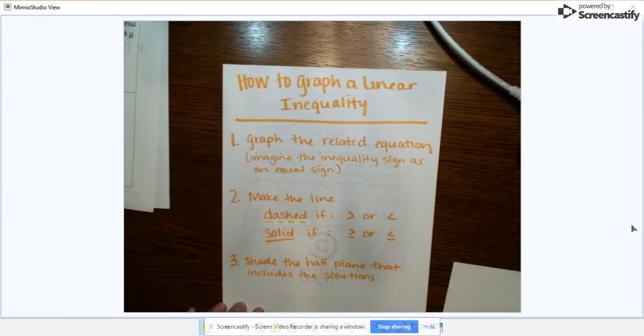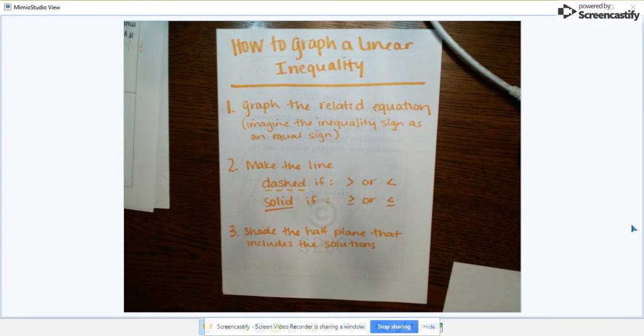So some steps to graph a linear inequality. Our first one, we're going to graph the related equation. Instead of seeing an inequality sign, we're going to act as if it's an equal sign. And we're going to plot points like we would for a regular equation.